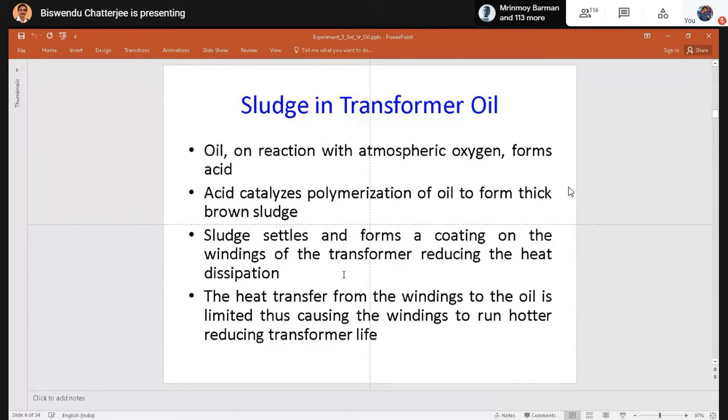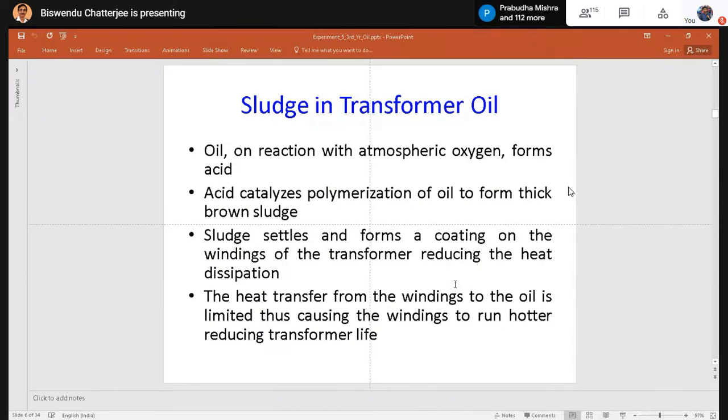If a plastic type or a resin type thing sits on the winding, it will insulate the oil and act as a barrier, and the oil cannot touch the winding or circulate through the winding. The winding will get heated up, and ultimately, running at elevated temperature will cause damage to the winding. So this formation of acid is to be controlled by any means.